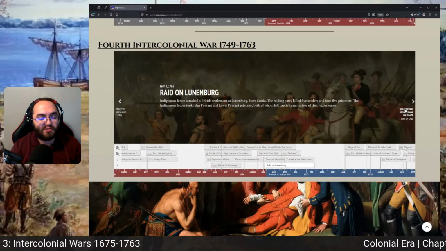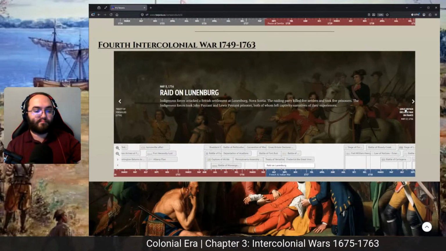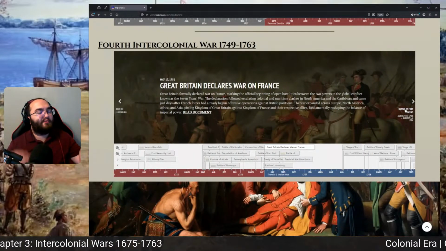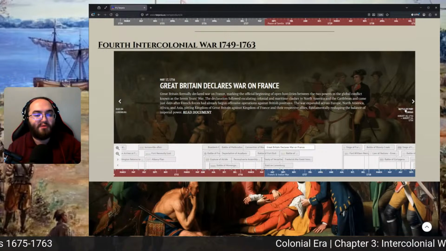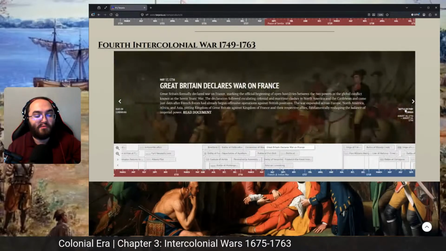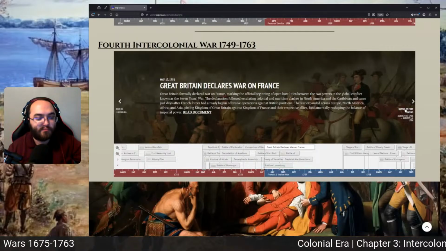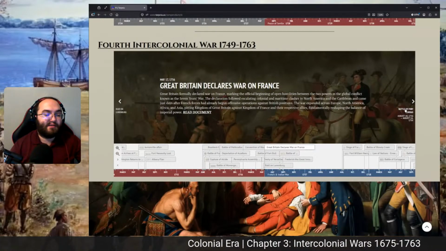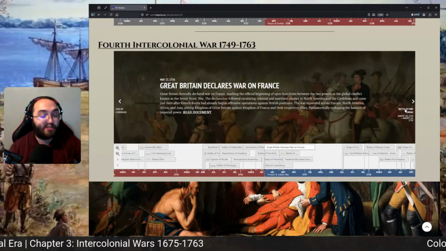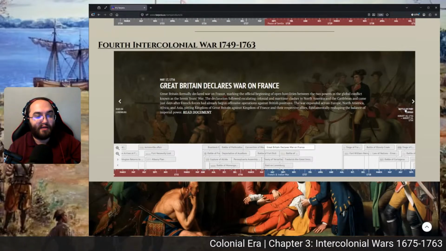Here's one of the very first, or very last, engagements of the Acadian War in modern-day Nova Scotia. And now, finally, officially, Great Britain declares war on France in 1756. So the French and Indian War, which this is a part of, does not begin in 1754 with the Jumonville Affair and George Washington. It officially begins with Great Britain declaring war in 1756 against France.